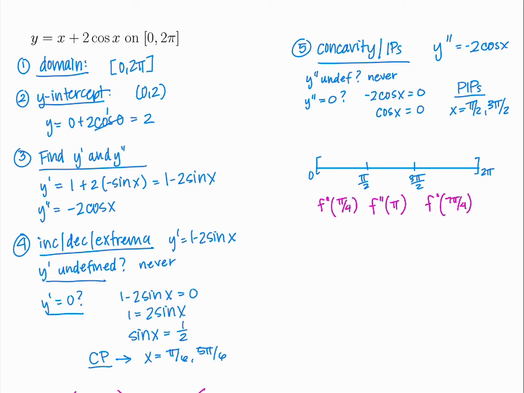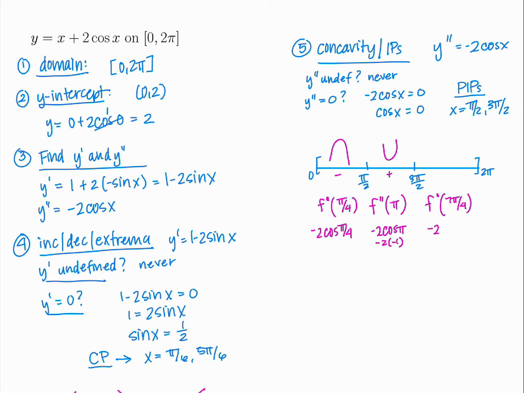If we plug pi over 4 into our second derivative, so remember that means we're coming back up here, negative 2 times the cosine of pi over 4. So negative 2 cosine pi over 4. If we do that, we're going to get a negative number, so we're concave down. All right, if I plug in a pi, so that's negative 2 cosine of pi, that's going to be a positive number. Remember, the cosine of pi is negative 1, so that's like negative 2 times negative 1. So we get a positive number, and we're concave up.